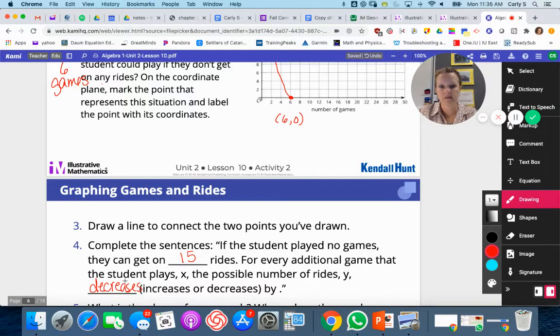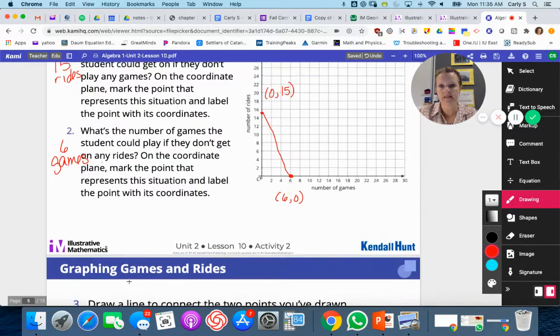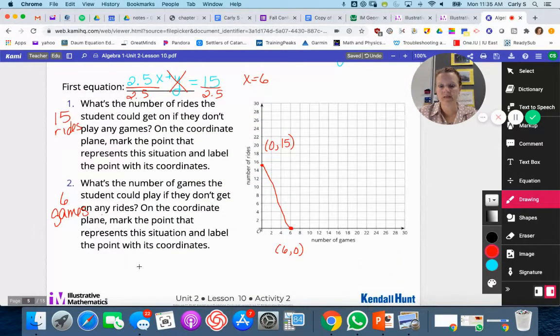Let's see. For every additional game the student plays X, so every increase in X, they get to play, I think, 3 less.